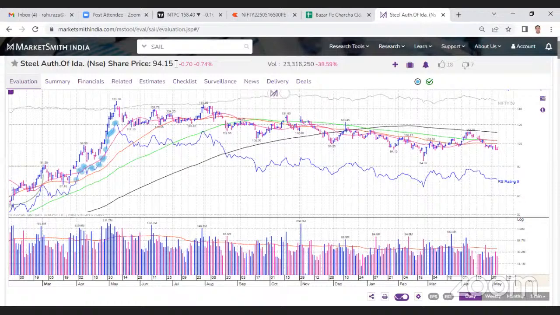On the downside, 85 rupees is the level to watch. Maybe it may fall to 85 rupees. So I would not suggest to anybody to buy this stock. Let us sell.